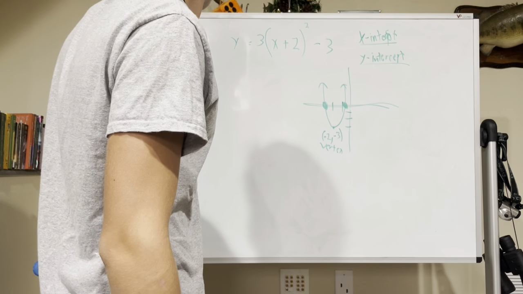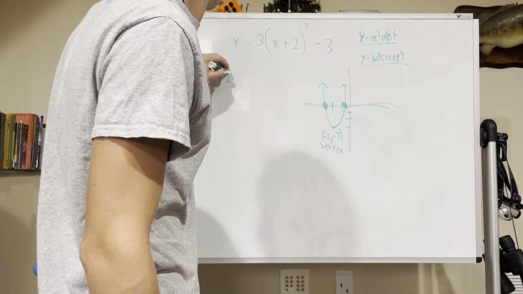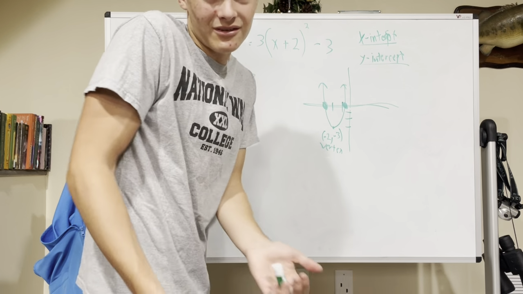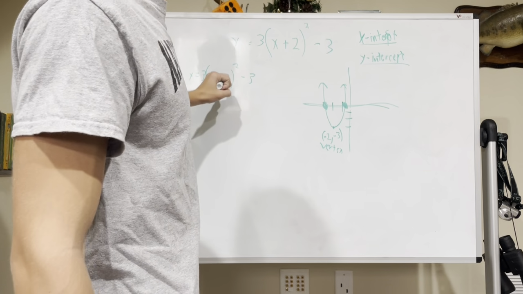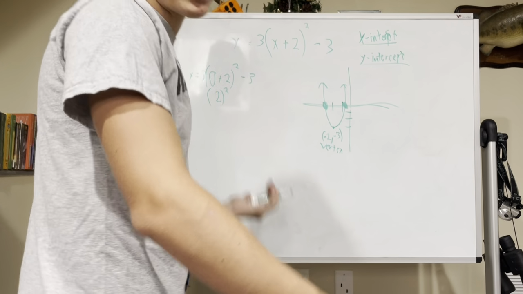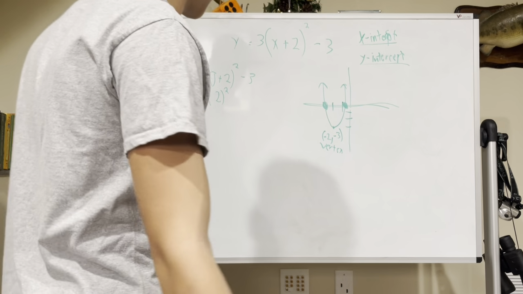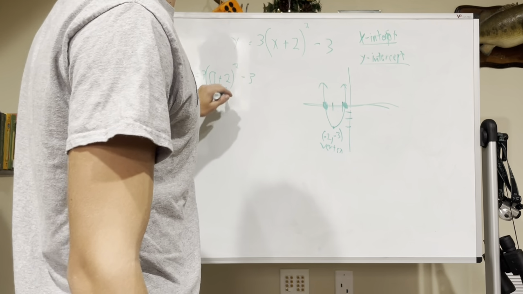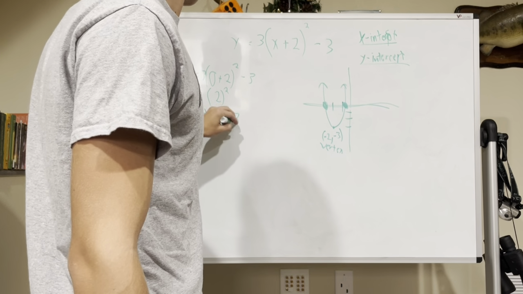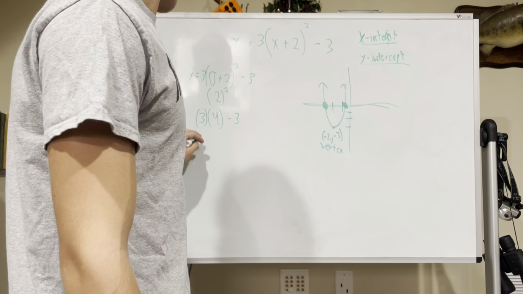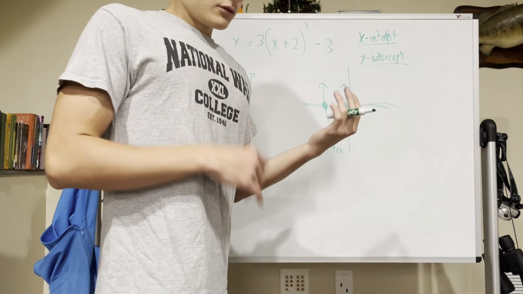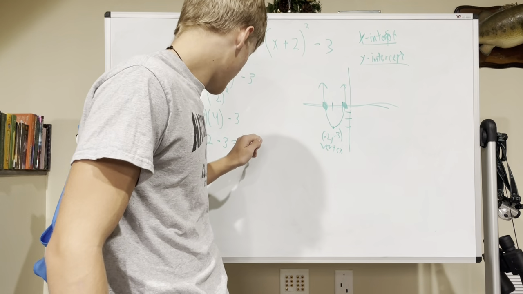So y equals 3 times 0 plus 2 squared minus 3. Now I hope you know your PEMDAS and you can figure out how to do that. So this turns into 2 squared, because 2 plus 0 is just 2. 0 just doesn't do anything. This turns into 4. 2 squared is 4. So 3 times 4 minus 3. 3 times 4 is just 12. Minus 3 equals, drumroll please, 8.